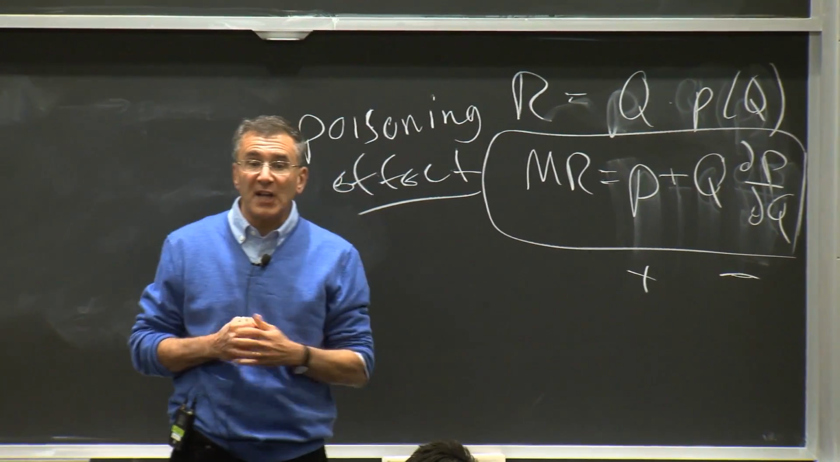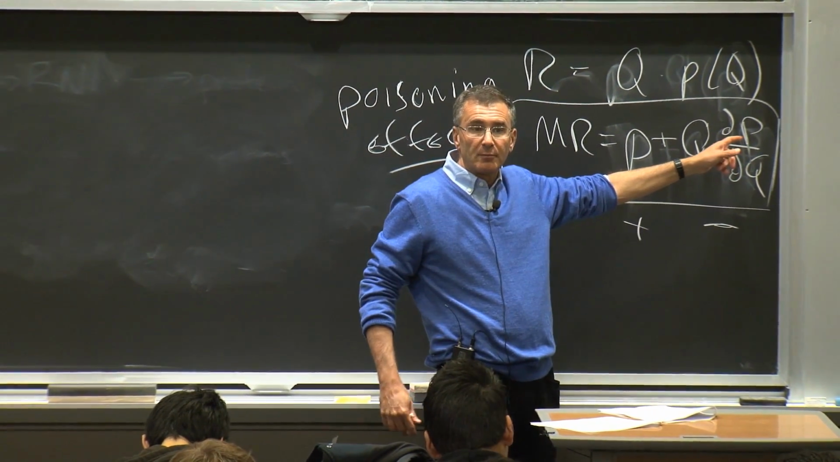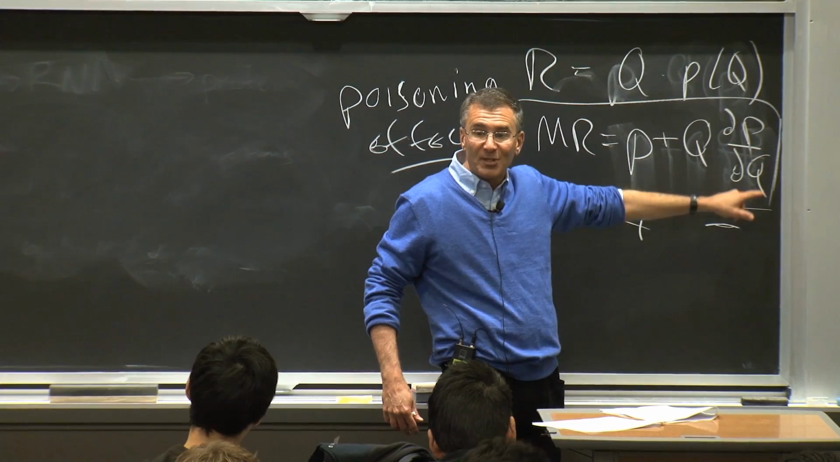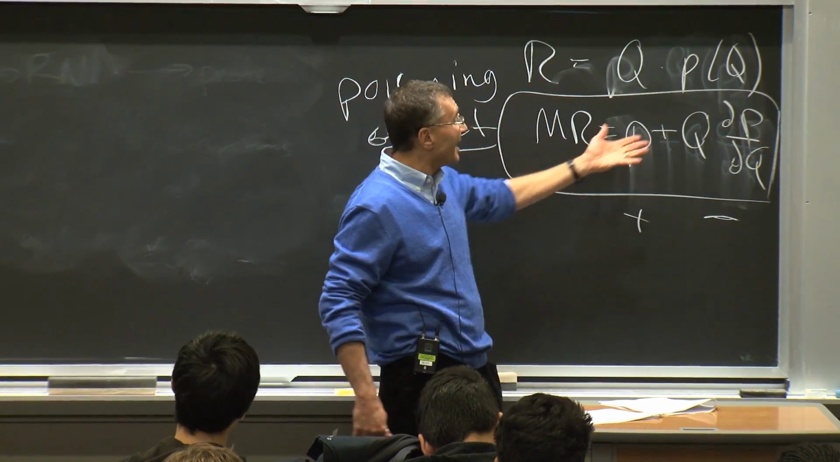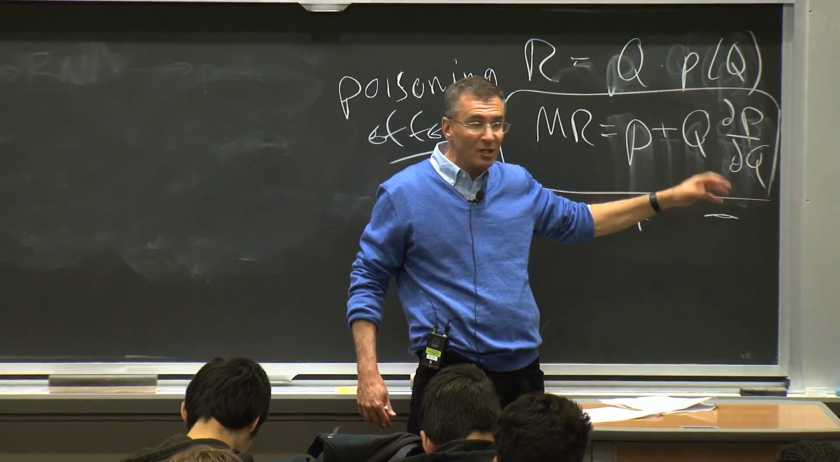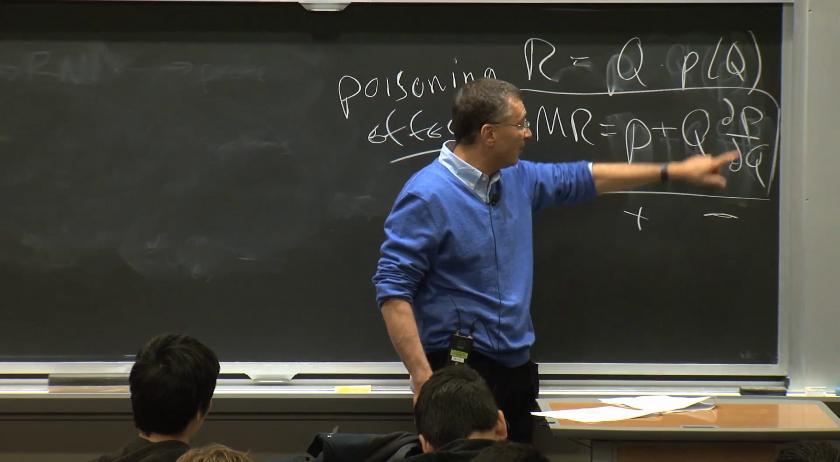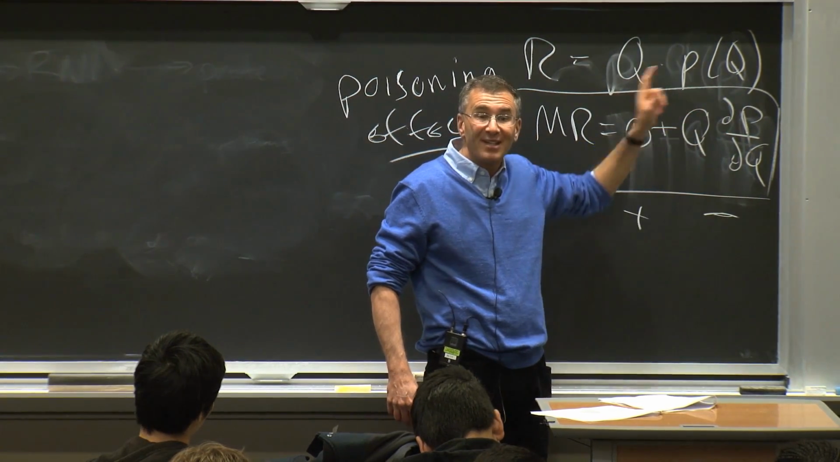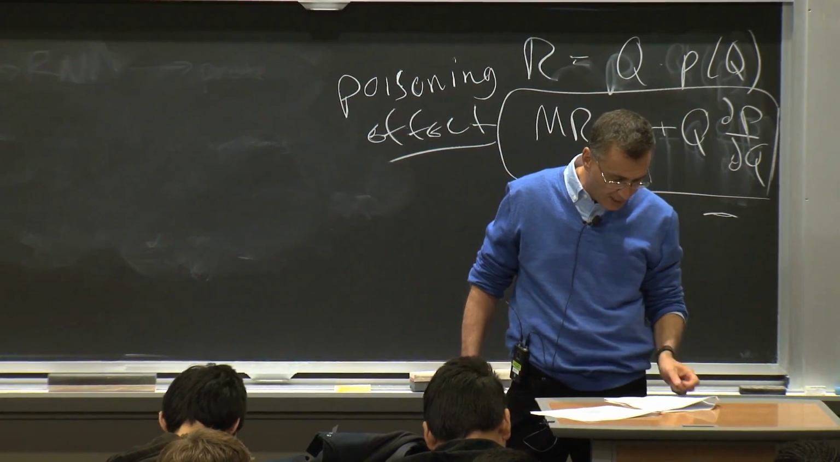Why is this not true in perfect competition? What happens to the second term in perfect competition? It is 0, because they're a price taker. Mathematically, this is true; this is just the derivation. The difference for perfect competition is that term is 0. But it's not 0 for monopolists because they face a downward sloping demand curve, so there's this poisoning effect.